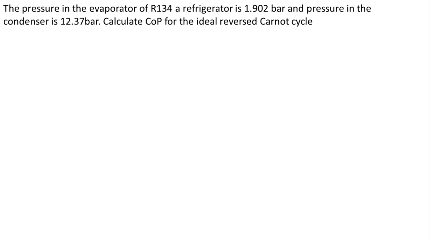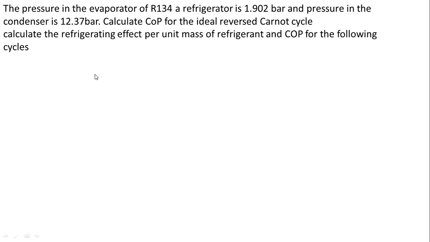Okay, so this is the first part of the problem, where it is mentioned that the evaporator pressure is given, that is, R134A refrigerant is there, and the evaporator pressure is 1.902 bar while the condenser pressure is 12.37 bar. Then you have to calculate the refrigerating effect per unit mass of refrigerant and COP for the following cycles.